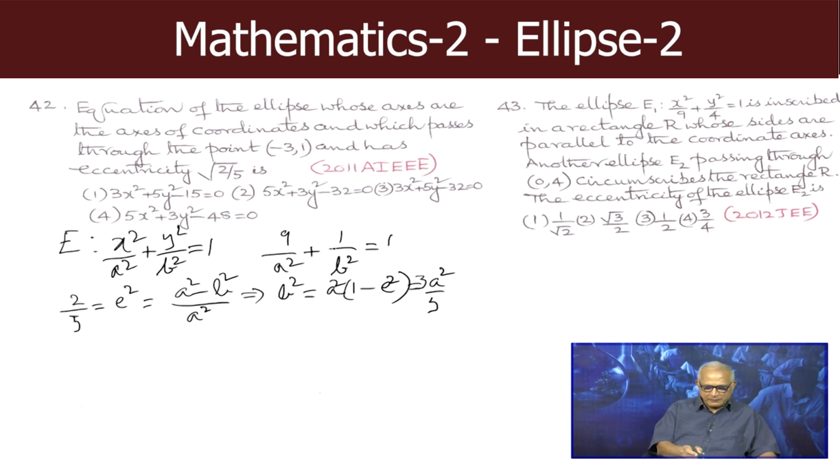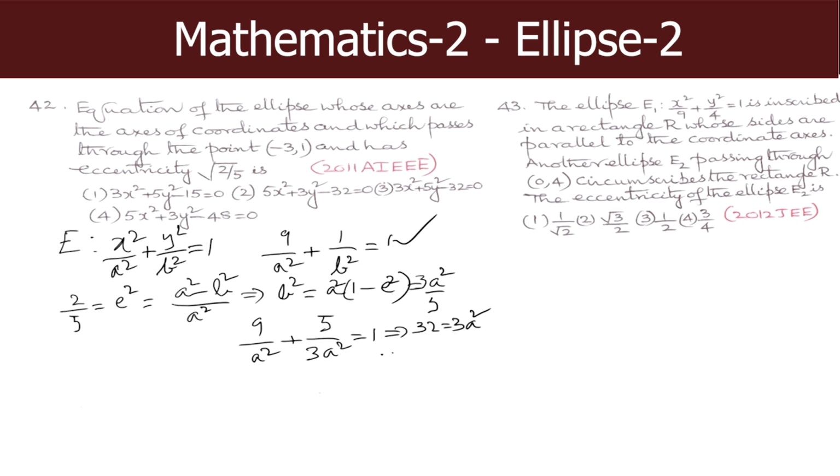When you replace b square by 3a square by 5 in this equation, 9 by a square plus 1 by b square, that is 5 by 3a square, equal to 1, or 32 is equal to 3a square. Simple calculation. So, a square is 32 by 3 and b square is 3a square by 5, so that is 32 by 5. So, these are the values of the squares of the semi-axes.